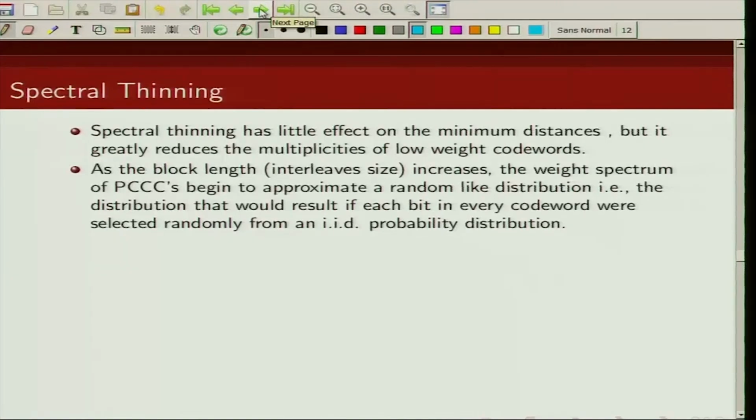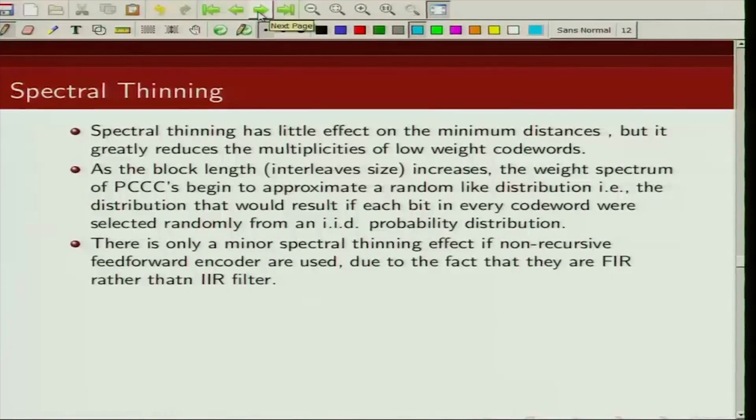So as the block size increases, as the interleaver size increases, the weight spectrum of turbo code looks more like a random distribution. So it's like the weight distribution as if every bit of a code word was randomly selected according to some IID distribution.